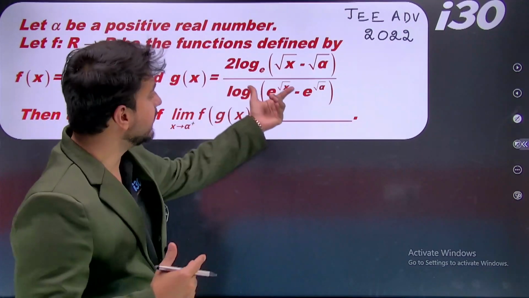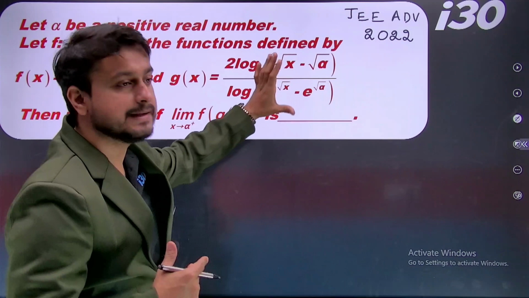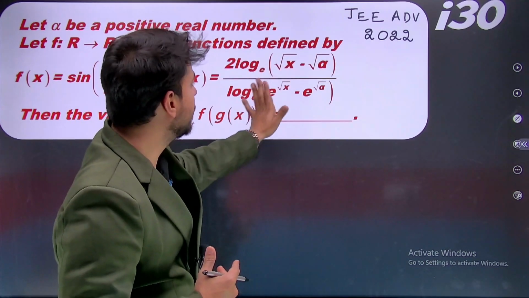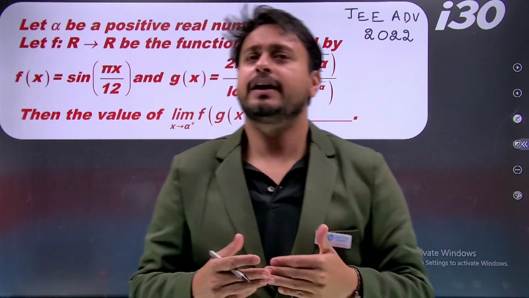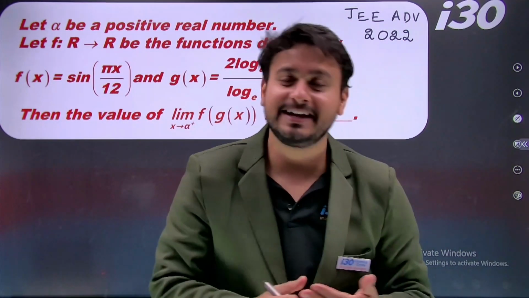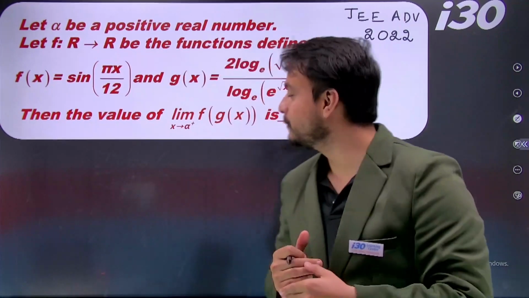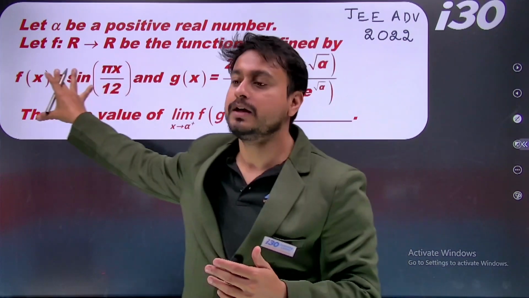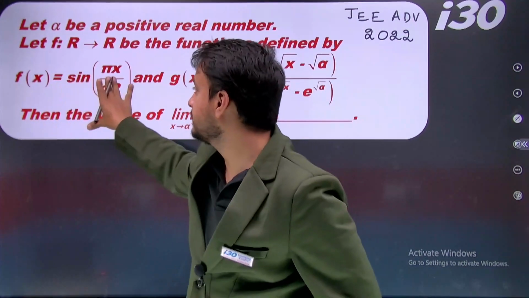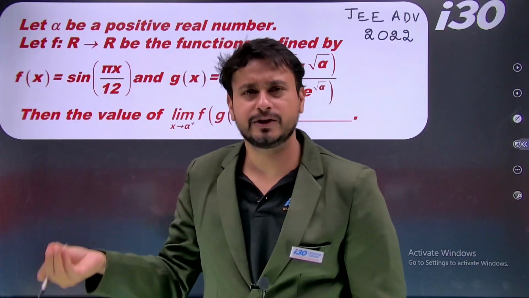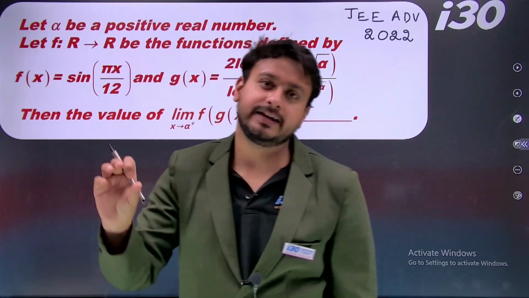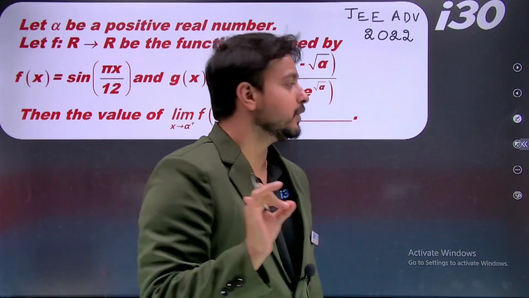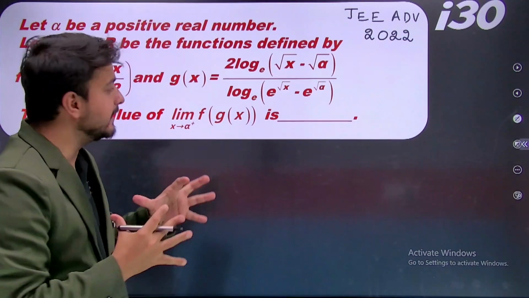If you look into the g(x), it's an indeterminate form. What kind of form is it? If you put x as alpha, you will be getting log 0 by log 0. Log 0 is actually infinity, right? It goes towards minus infinity if you look into the graph as well. So it's an infinity by infinity form, an indeterminate form. Whereas if we look into the f(x), sin(pi x/12) is a continuous function. So its limit can be calculated very basically, right? The more complicated thing is g(x).